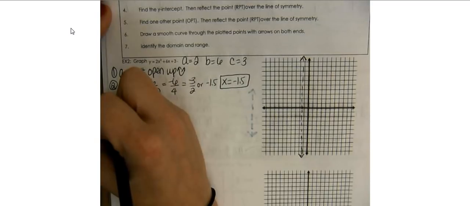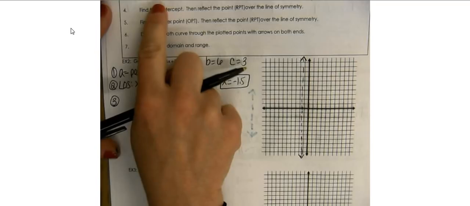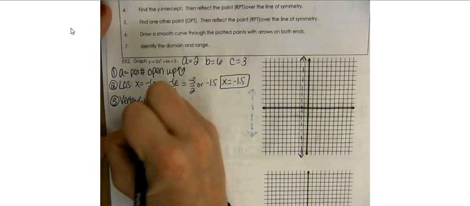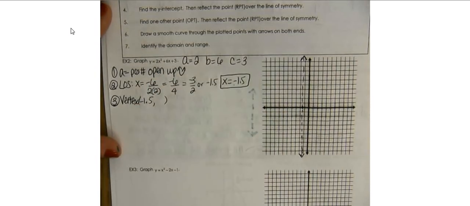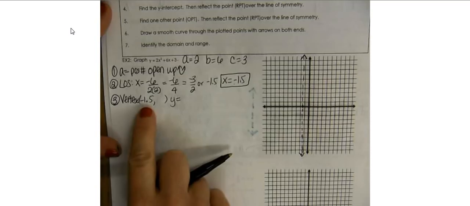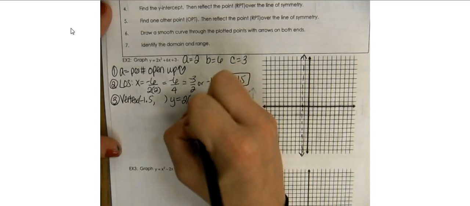Step number 3. It says, find and plot the vertex. Well, we already know half of our vertex. We already know that the x part of our vertex is negative 1.5. We just don't know what the y part is. So that's what we need to find. And so the best approach for finding it is to substitute negative 1.5 directly into the function. So that's going to be 2 times negative 1.5 squared plus 6 times negative 1.5 plus 3.